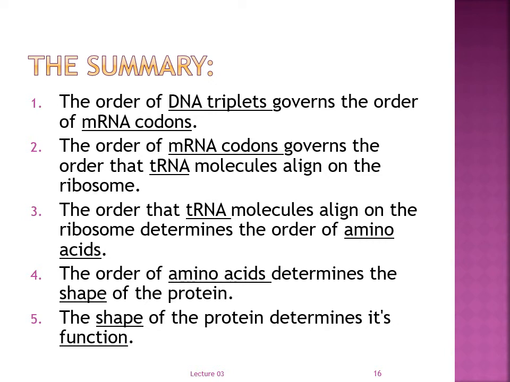Each step takes an input and uses it to determine an output. The output of one step becomes the input of the next step. The end result is information in the DNA turned into a functional protein molecule.